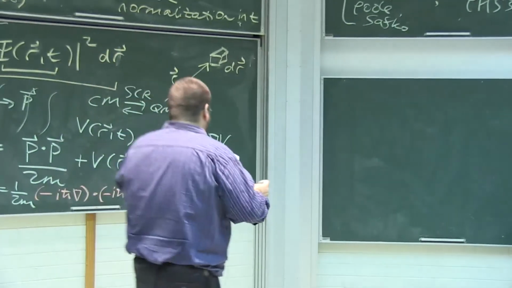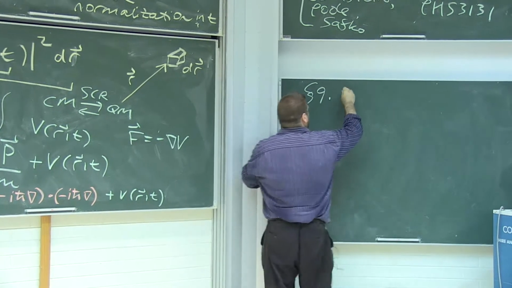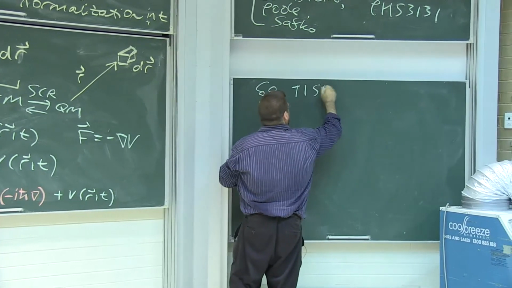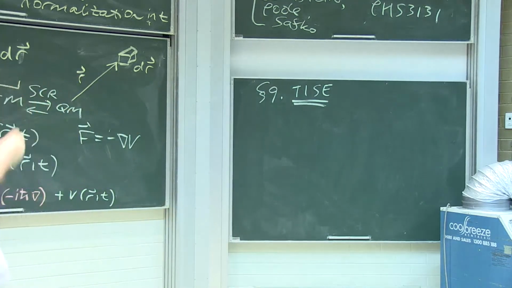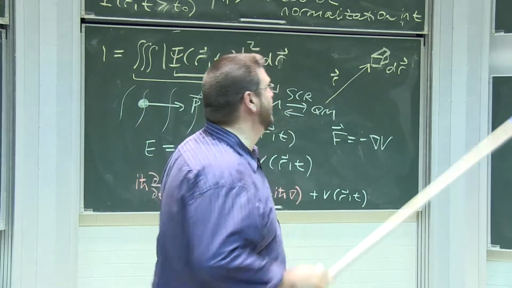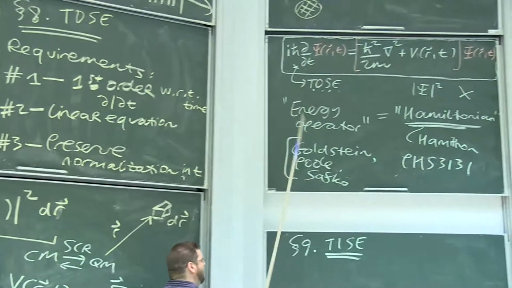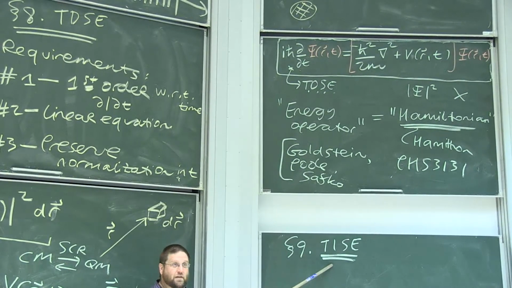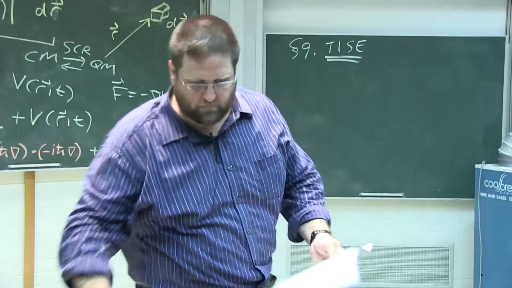Section 9, the time-independent Schrodinger equation, which I'll abbreviate as TISE. Now, if the Schrodinger equation is the second most important equation in this course, in other words, the one that we spend the second greatest amount of time solving, the most important equation is going to be this one, a time-independent form of the Schrodinger equation.